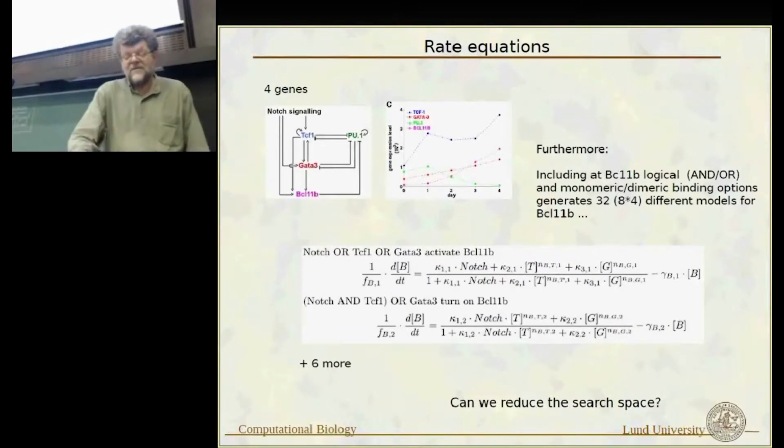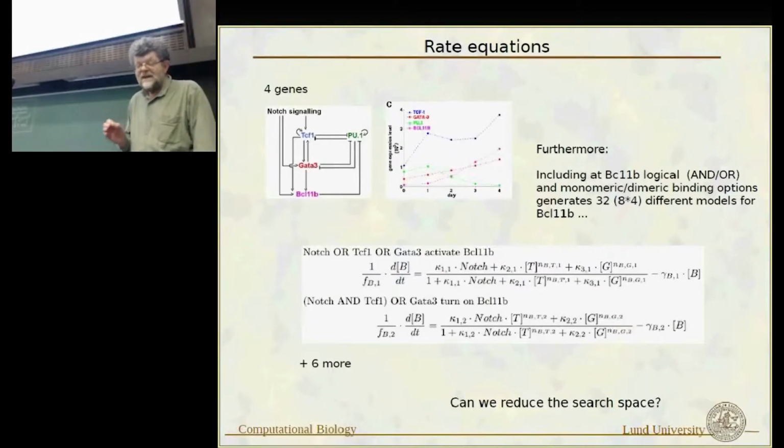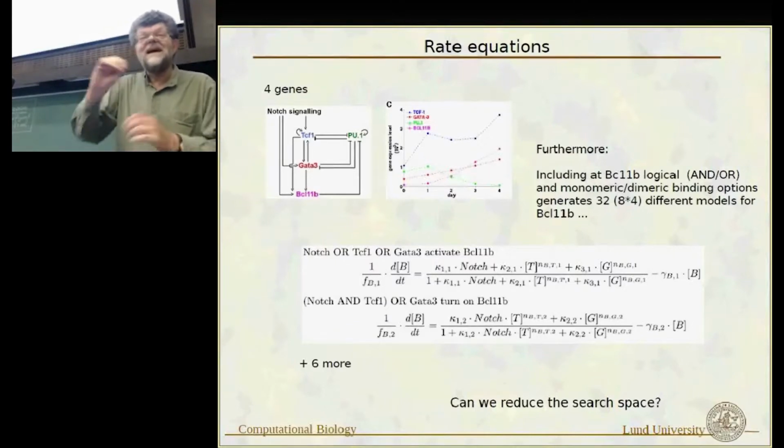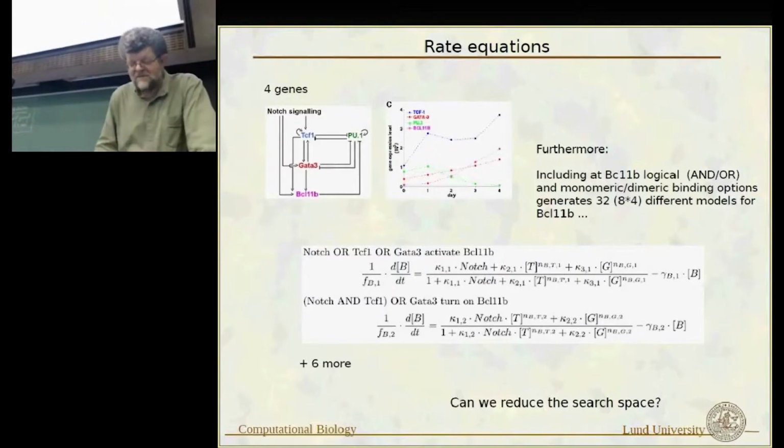And here I throw up two other equations, don't read them. But we need to also include whether I have monomeric or dimeric bindings, and what kind of logic I have. So I end up with 32 models, each with on the order of 10 parameters, and I have this lousy time series. You don't expect much, do you?